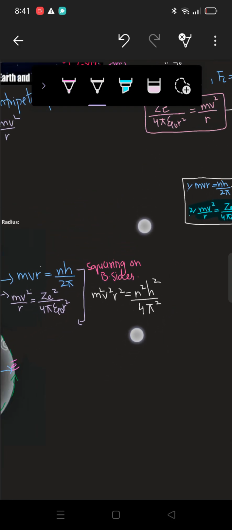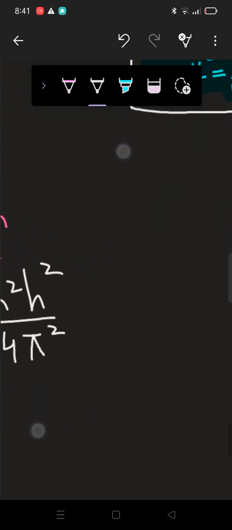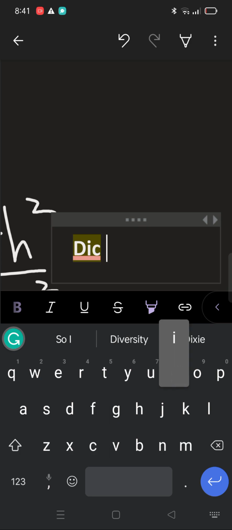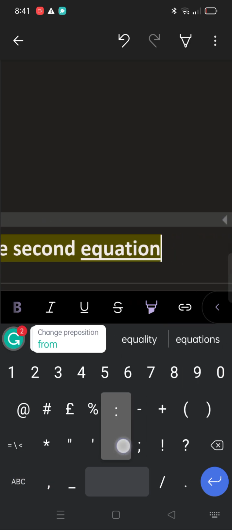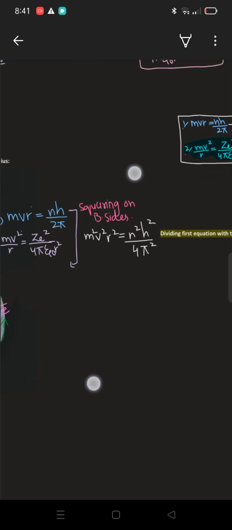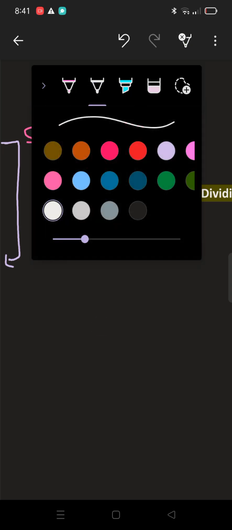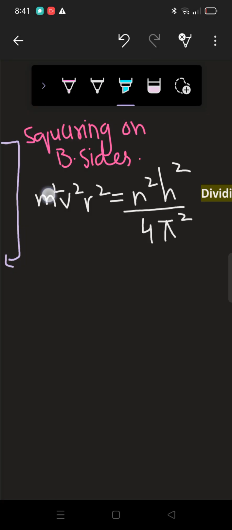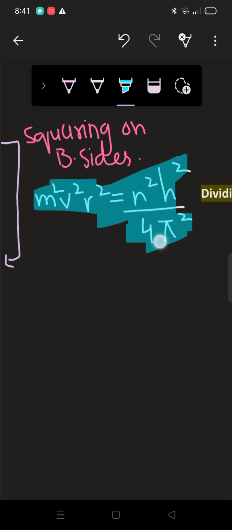Now we have to divide this first equation by the second equation. This is the most important point: dividing the first equation by the second equation. So let's divide this now, right?